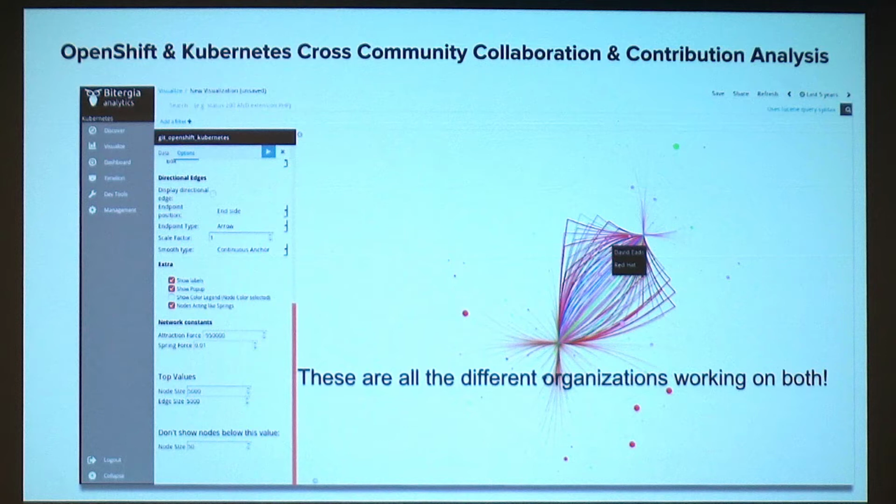But those previous ones were all about where the Red Hatters are. These ones are where the different organizations, those 70 folks, are working on both projects too. And we really are trying to encourage this.